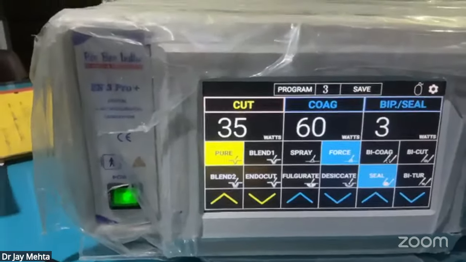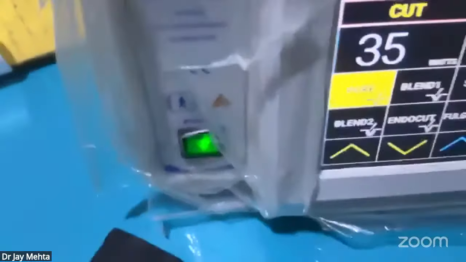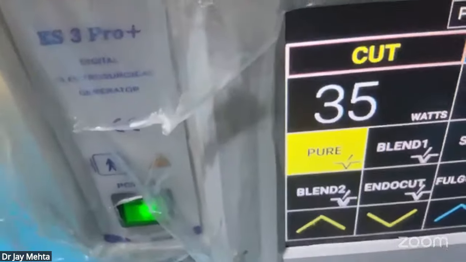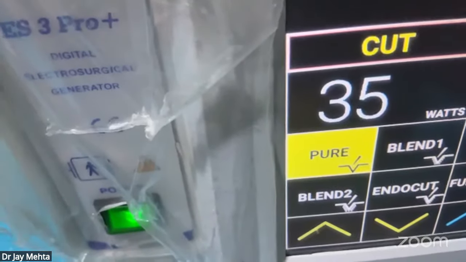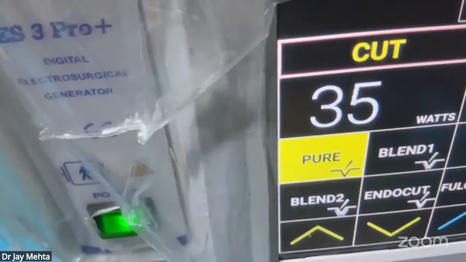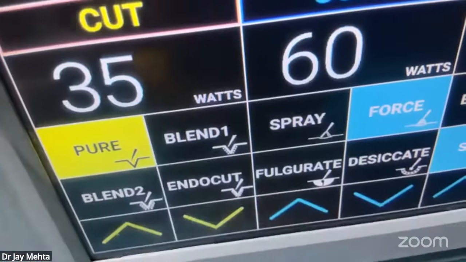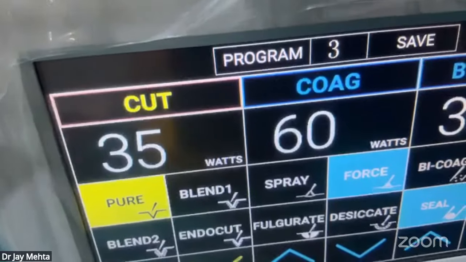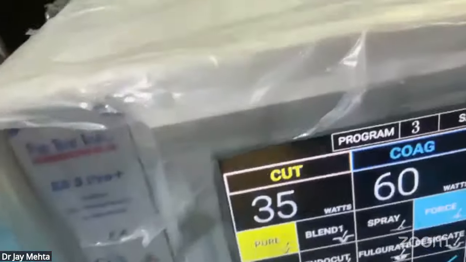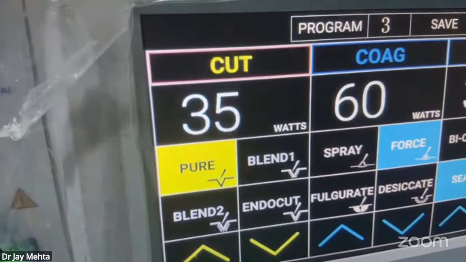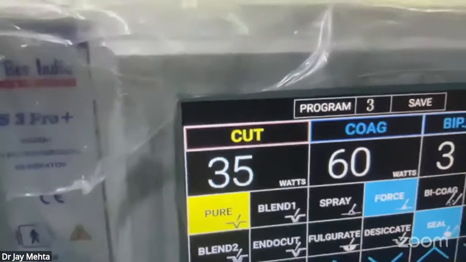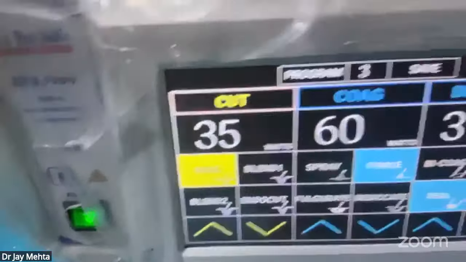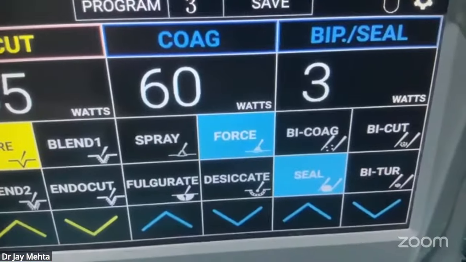What is important for us to understand is this thing. See, in the cautery, if you go a little further, you will have current like pure cutting current, blended current, blend 1, blend 2, endocut, and in coagulation also you will have spray, force, fulgurate, desiccate. These are all different types of current settings which are available for coagulation as well as for cutting. All right, but these two are the main waveforms on which everything is going to be reliant. And finally, you have the bipolar and seal mode.